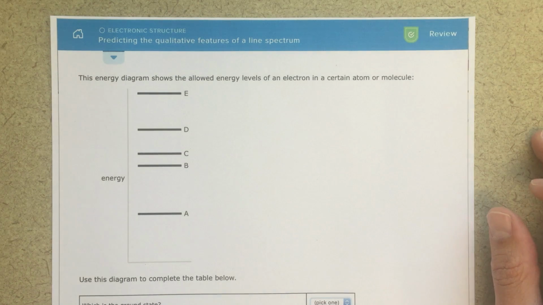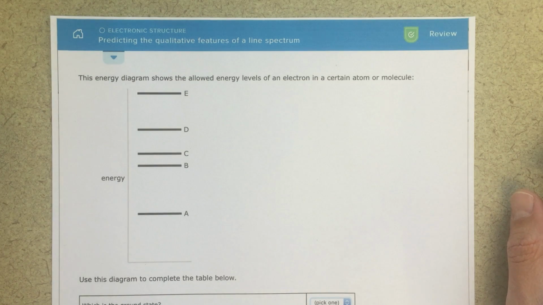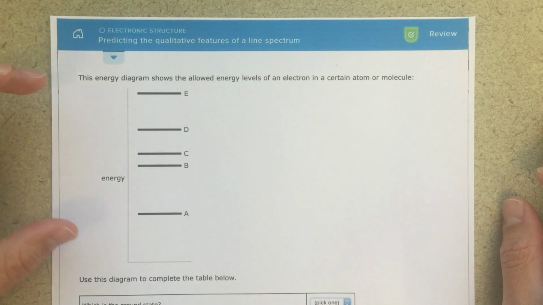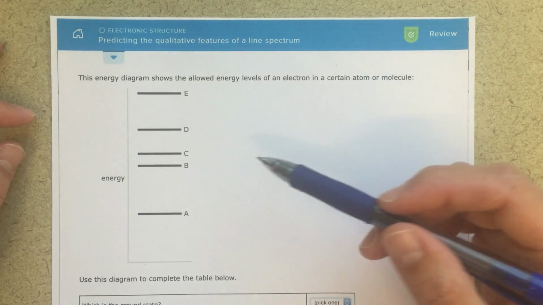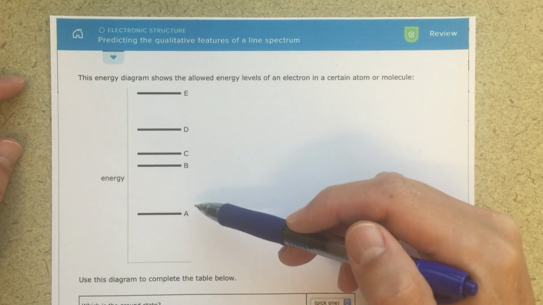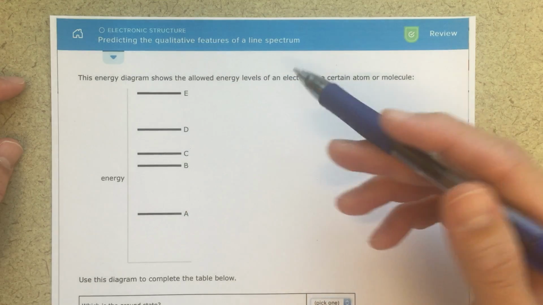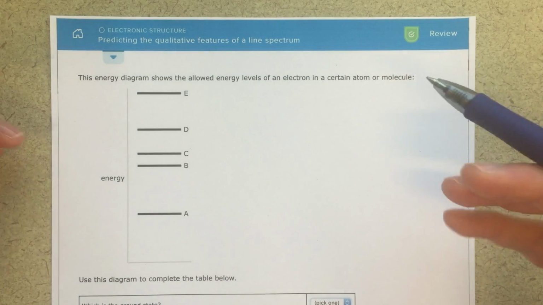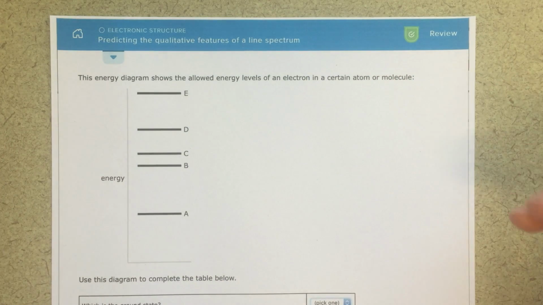All right, class, so this is an ALEKS topic called predicting the qualitative features of a line spectrum, and we are given this energy diagram that shows the energy levels of an electron. We could think of these as orbitals, and we're arbitrarily assigning them A, B, C, D, E. These are fictional. This isn't a specific molecule or atom.